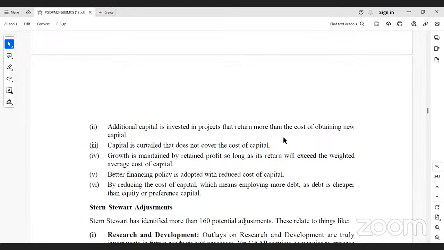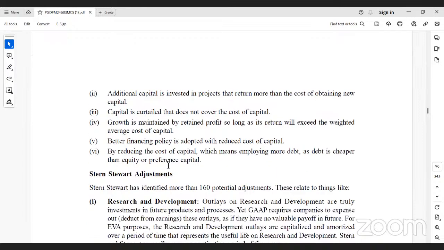Growth is maintained by retained profit, so long as its return exceeds the weighted average cost of capital. A better financing policy is adopted to reduce the cost of capital. Every firm has to reduce its cost of capital, because if the cost of capital is lower, the firm gets good profit. It goes toward maximizing the wealth of the shareholders. Ultimately, the objective of management is to maximize shareholder wealth. They are the real owners, and whenever management takes a good decision, it is reflected in an increase in the market value of the shares.